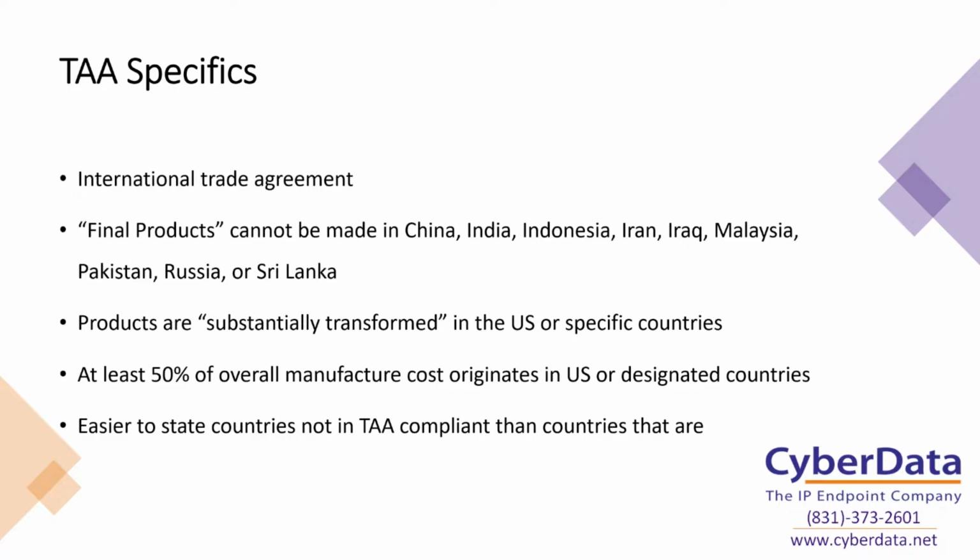And typically, most products are supposed to be substantially transformed in the US or other specific countries. It's honestly easier to state the ones that are not TAA compliant rather than the countries where products can be manufactured or transformed. There's a huge long list. A lot of the stuff I was looking at during the research for this video was almost 178 countries. That would take me 10 minutes to read through. It's easier to state the ones that are not TAA compliant, which were those above countries. Everything else is pretty much TAA compliant.